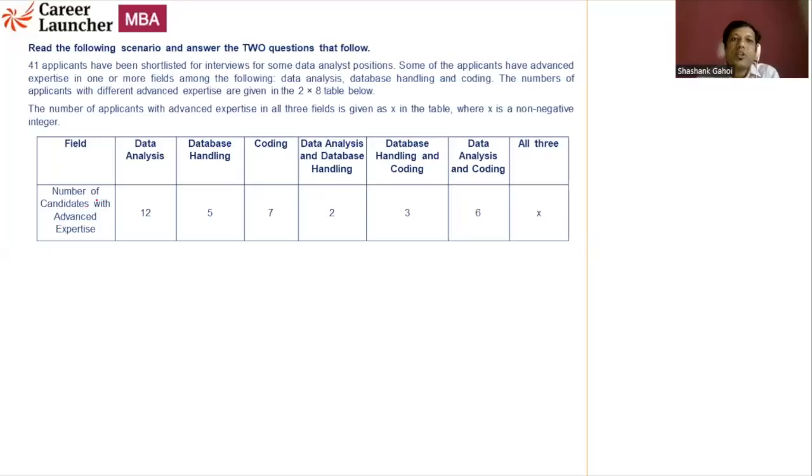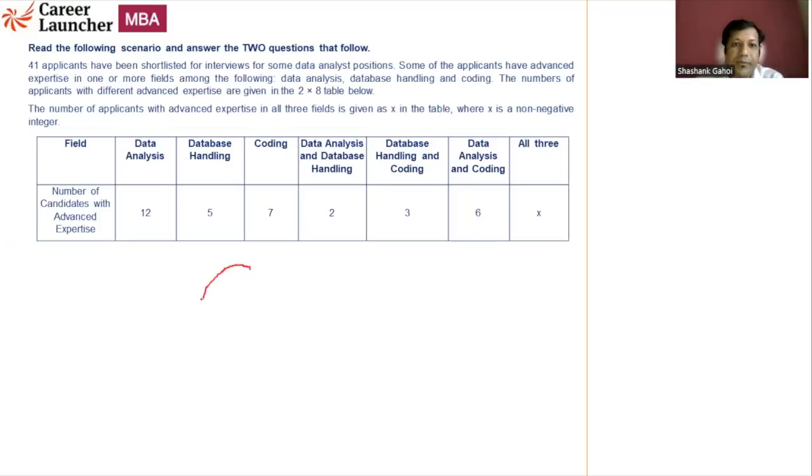41 applicants have been shortlisted for an interview for some data analyst positions. Some of the applicants have advanced expertise in one or more fields among data analysis, database handling, and coding. The number of applicants with different advanced expertise were given in the 2 by 8 table below. Fair enough. The number of applicants with advanced expertise in all 3 fields are given as X, where X is a non-negative integer. So let's see.